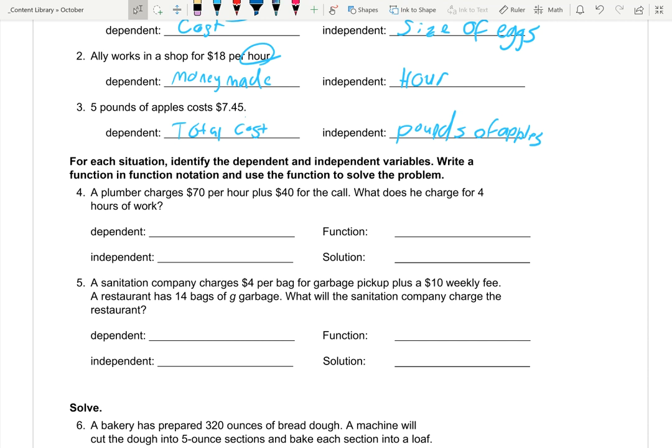A plumber charges $70 per hour plus $40 for the call. What does he charge for 4 hours of work? Remember, the second sentence here, what does he charge for 4 hours of work, is solving the problem. That's our last part of the problem, like a part 2. We can do everything else in the first sentence, but that sentence is the only thing that's going to relate to the solution. So ignore that for now, and let's focus on dependent, independent variables and our function.